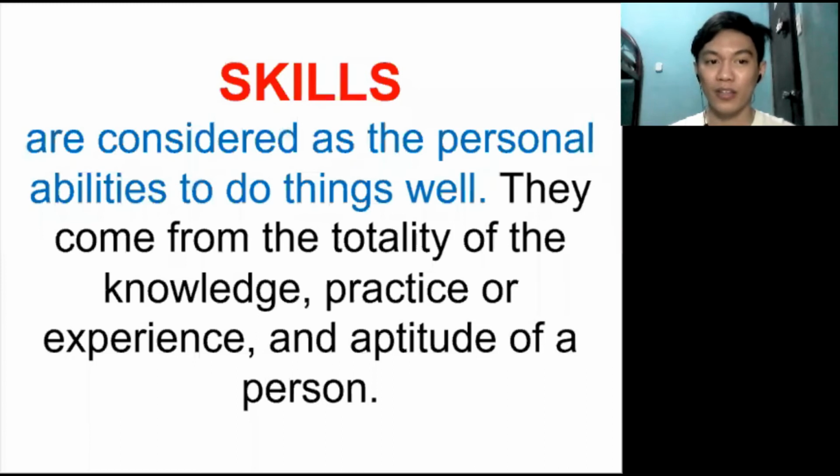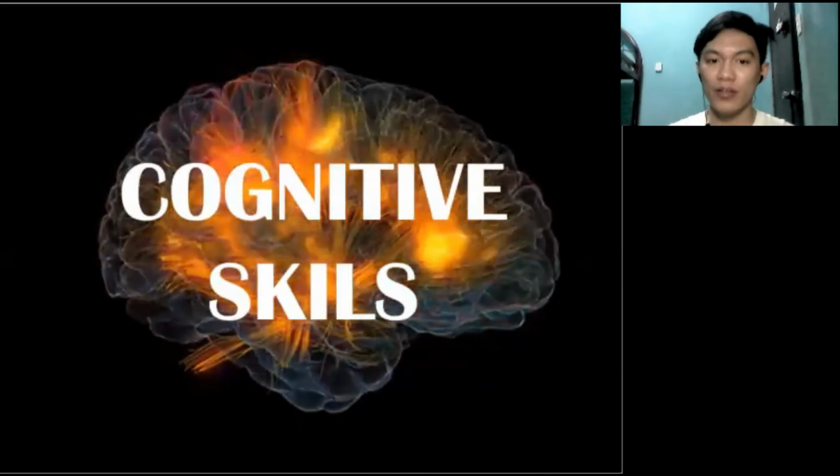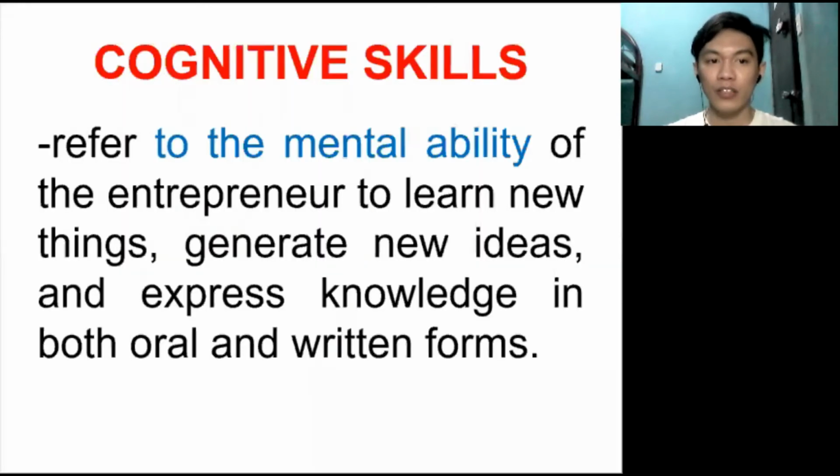Always remember also that skills are considered as personal abilities to do things well. They come from the totality of the knowledge, practice, or experience and aptitude of a person. What are the entrepreneurial skills that we possess as an entrepreneur? First is the cognitive, technical, and the interpersonal skills. Let's talk about now what is cognitive skill. Cognitive skills refers to the mental ability of the entrepreneur to learn new things, generate new ideas, and express knowledge in both oral and written forms.